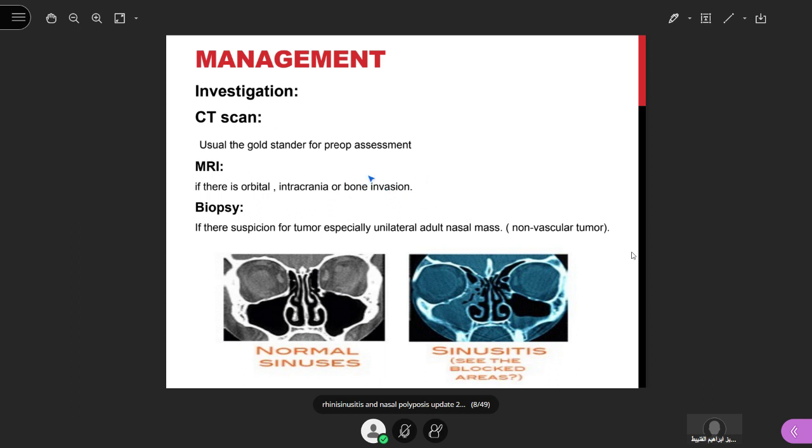Biopsy, for bone invasion, okay? Biopsy if there's any suspicious tumor, especially unilateral or adult nasal biopsy, then you can do it, but you can do the biopsy after the CT scan or MRI.